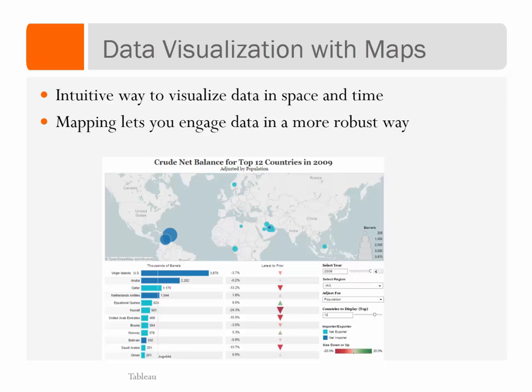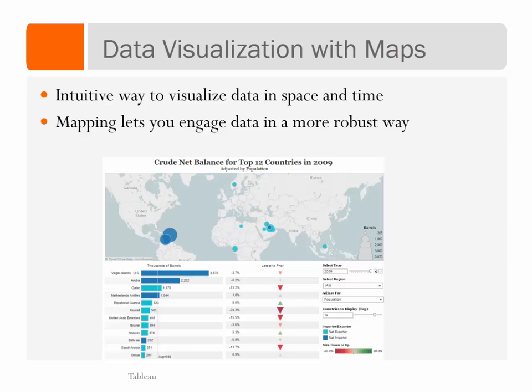Now let's talk a little bit more about data visualization with maps. So we all know maps are an intuitive way to visualize data in space and time. So as an example, here we have CrudeNet, which is basically short form for crude oil in barrels. What is the net balance for the top 10 countries in 2009? So basically, this is a measure of crude oil across the top countries in a particular year.